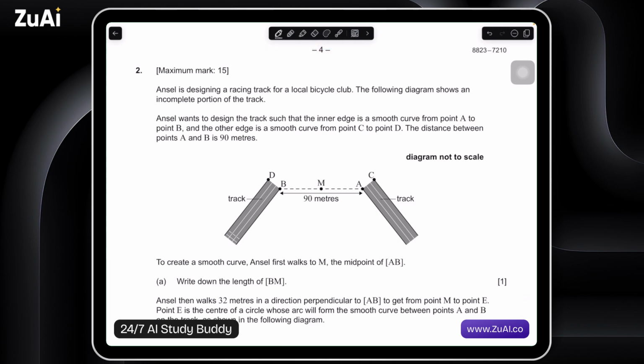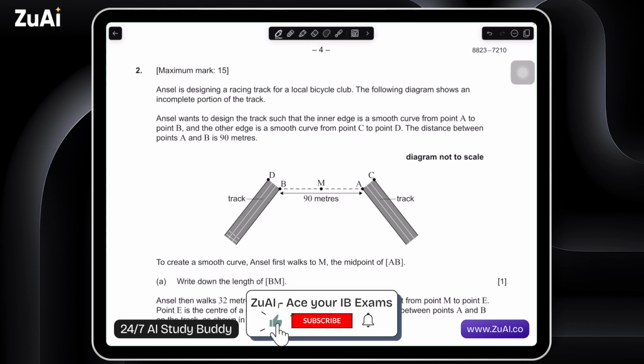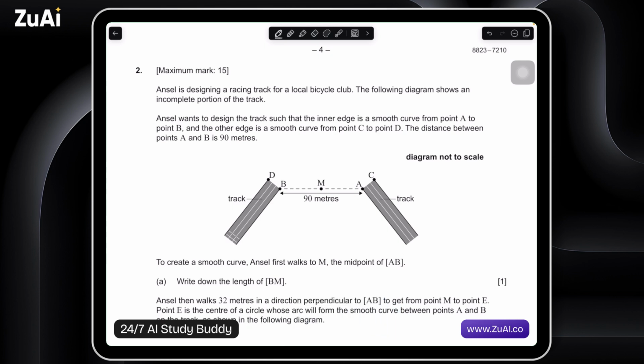Ansel is designing a racing track for a local bicycle club. The following diagram shows an incomplete portion of the track. Ansel wants to design the track such that the inner edge is a smooth curve from point A to point B, and the other edge is a smooth curve from point C to point D. So a smooth kind of curve from point C to D and from A to B. So he wants to complete this bicycle track.